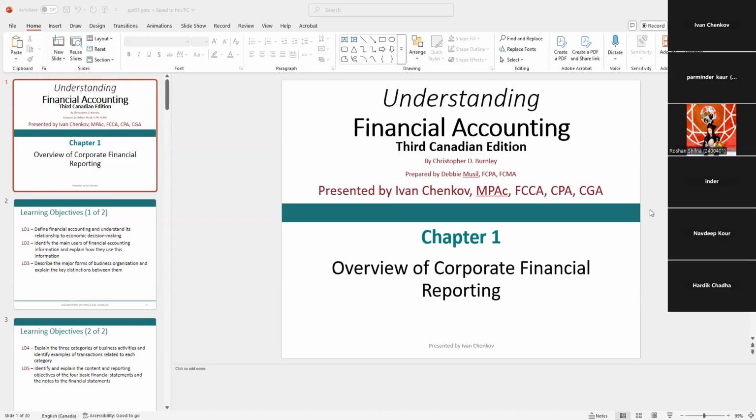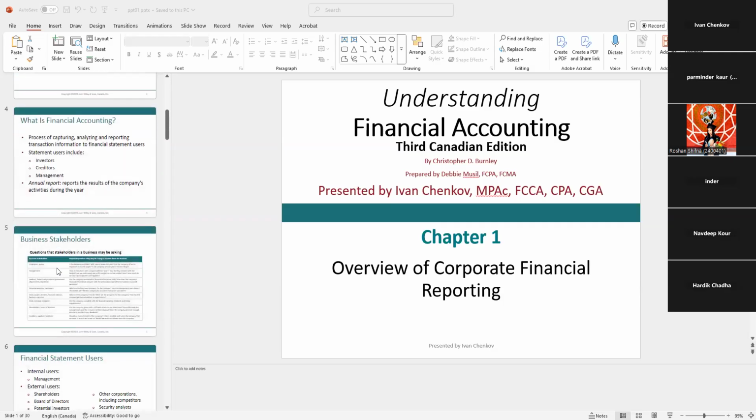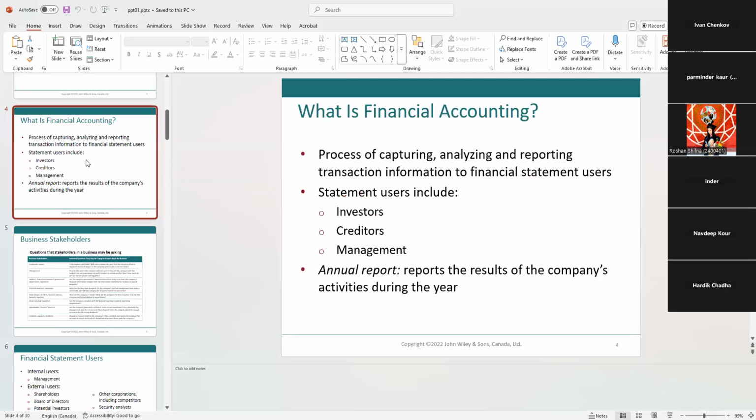What we learned so far from chapter one, overview of corporate finance reporting. What we found out here is why we're preparing financial reporting. We're preparing financial statements for the users of the financial statements. Those are the investors, creditors, and management. Management doesn't rely too much on the financial statements. We're going to see in the second part of the course what kind of reports the management relied on.